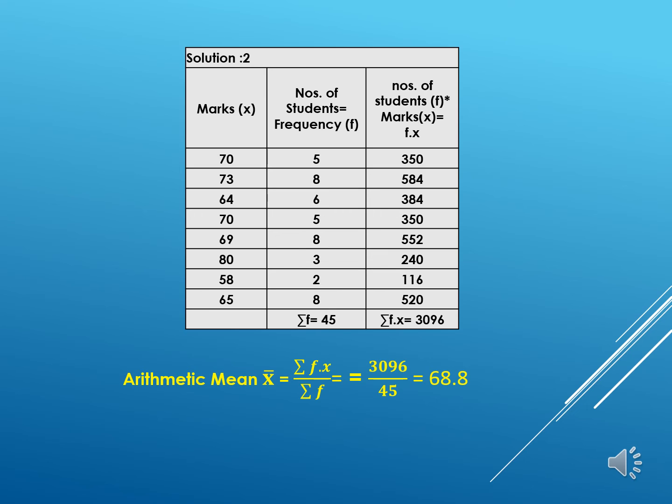58 into 2 equal to 116. And 65 into 8 equal to 520. So the number 3 column will be the product of the marks and the frequency.